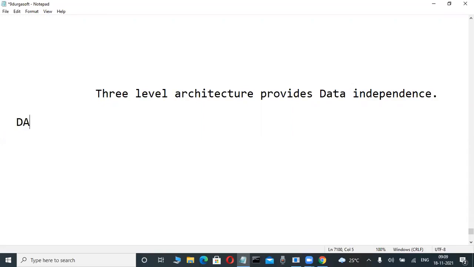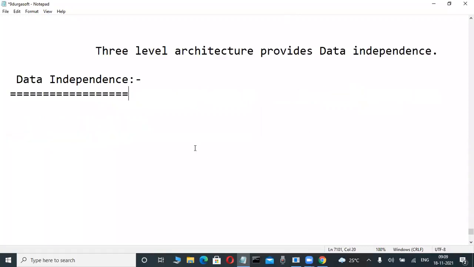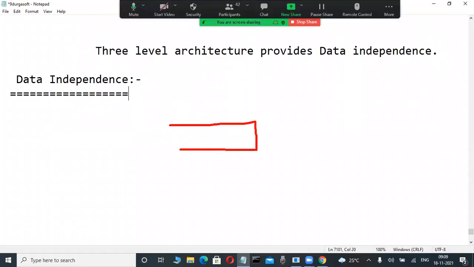Data independence. Now observe here, concentrate here. What does data independence mean? Nothing special. Yesterday, for anybody attending, I told you this is the external level.